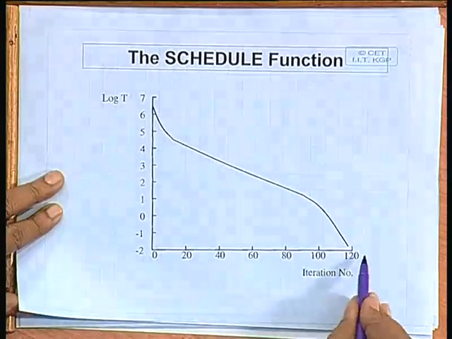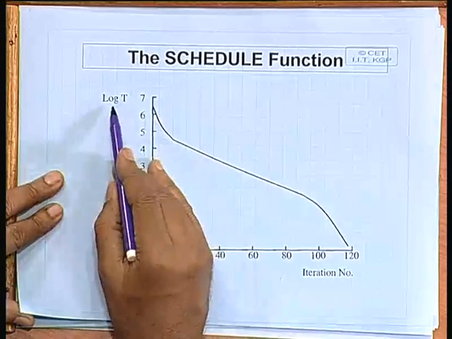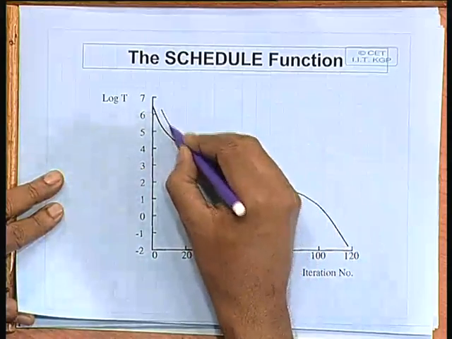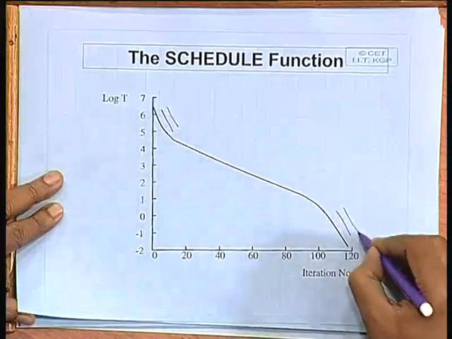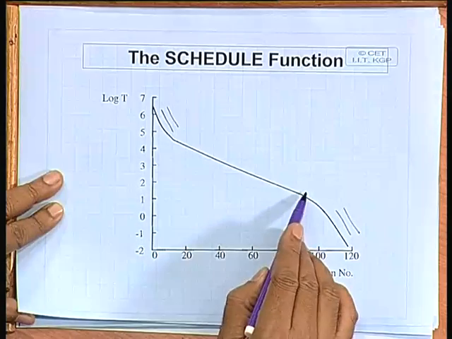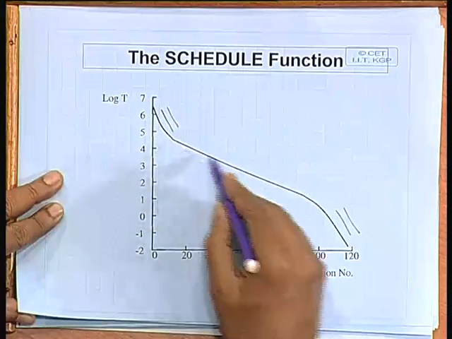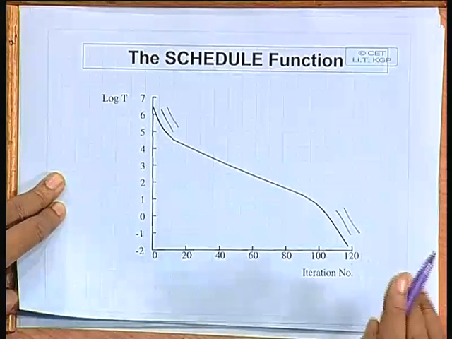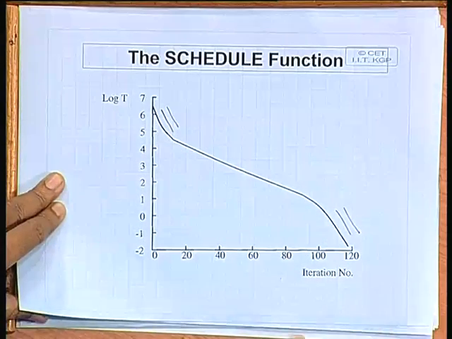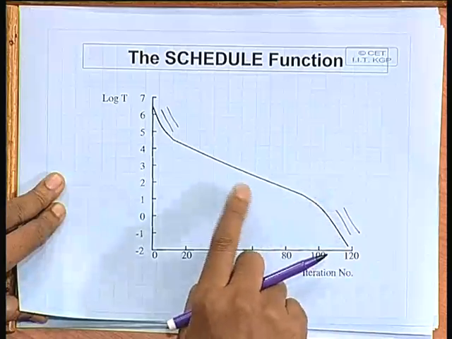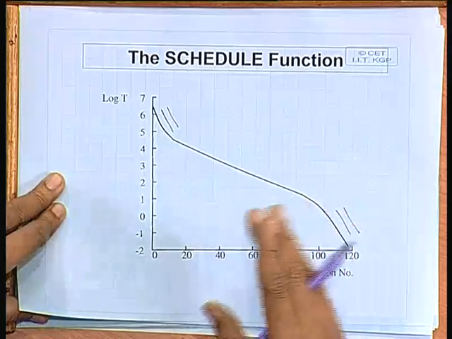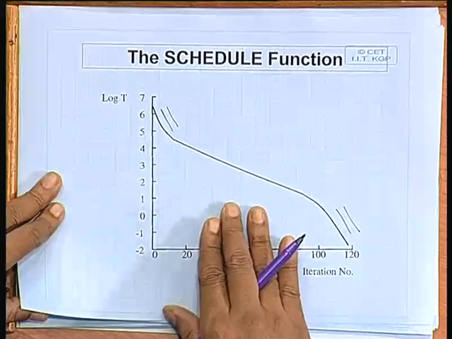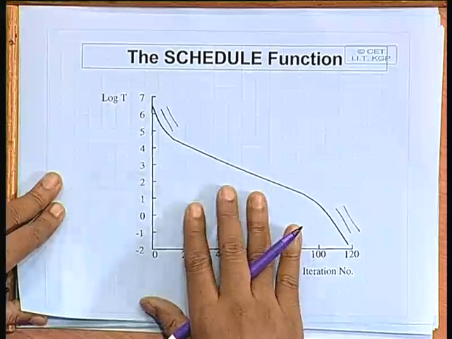This is the iteration number, this is the temperature on a logarithmic scale. So, the initial slope and the final slope are the same, in the middle the slope becomes different. Through extensive experimentation it was found that if you follow this slope, the results obtained are better. So, there is no technical justification why this is chosen. This cooling curve has been selected through extensive experimentation. It has been found that this cooling curve gives better results.